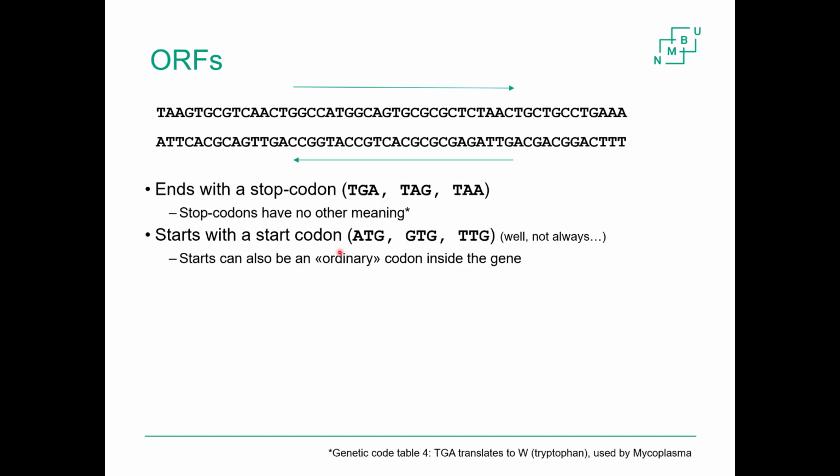The problem with the start codon is that they also occur inside genes as ordinary codons. So you never really know, when you see ATG or any of these 3, whether this is the start of an ORF or just inside an ORF. You never really know. With stop codons we know this is the end. You cannot go beyond a stop codon, but you can go beyond the start codon. We will see that shortly.